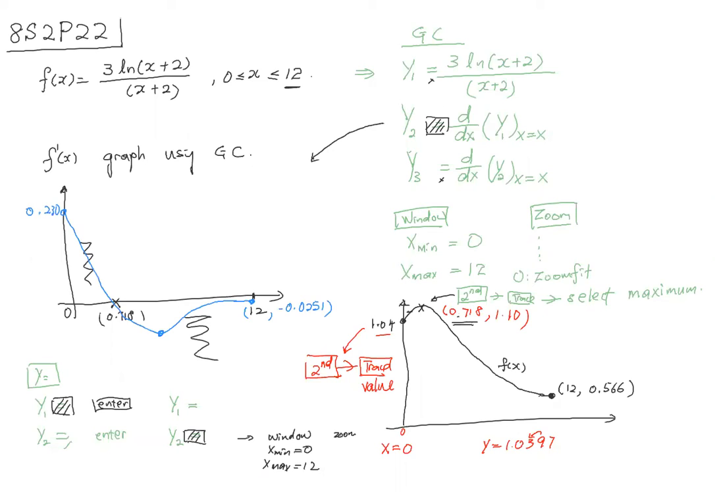Then I want to find the minimum point. So I put second trace. So I get minimum. Okay, left bound, right bound again. Everyone should know how to get left bound, right bound. So you have to train yourself to know how to sketch the graph in a very fast manner. Then you go right bound. You use your cursor to move. Then you guess, you put enter.